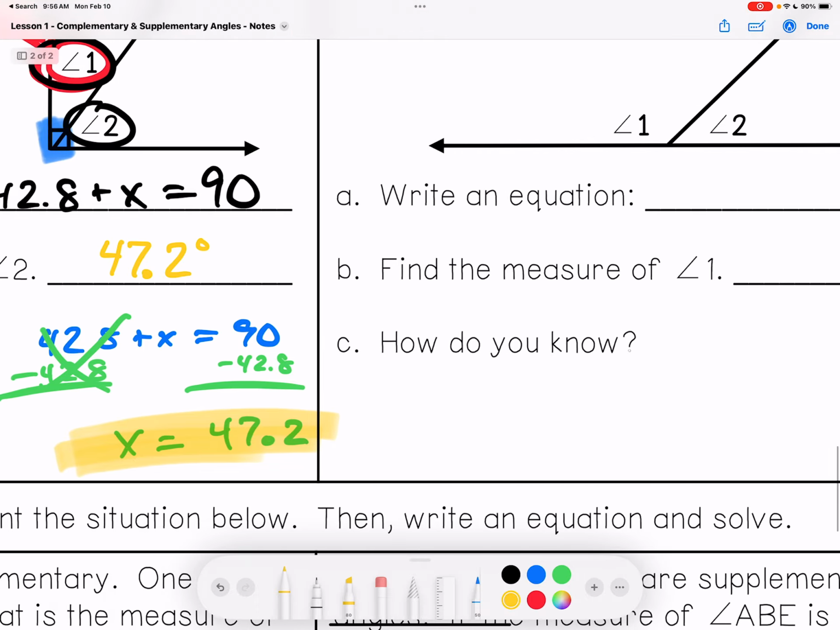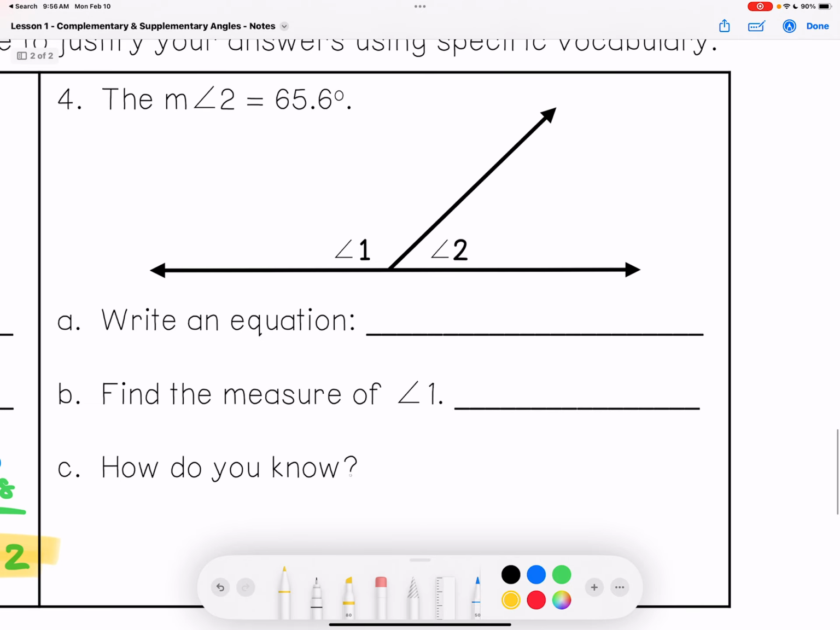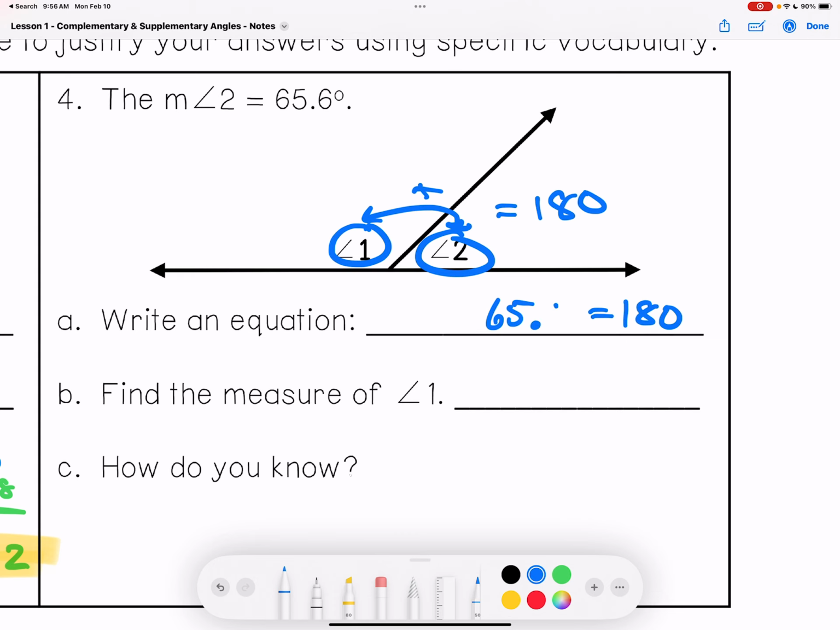All right, this time, we're not going to solve for 90. We're going to solve for what? What is a straight line? It's 180. So I know this side plus this side equals 180. Angle 2 is 65.6. I don't know angle 1, so it's going to be x plus 65.6. Okay?